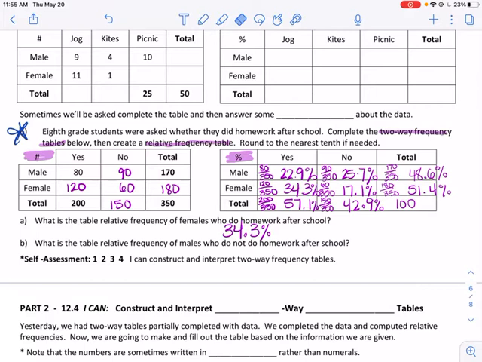So if it asked you percentage of males who don't do homework after school, you couldn't use that 25.7% because it's counting males and females. So you'd have to go over here and just divide 90 by 170. And 90 divided by 170 is a much larger number. Let's actually find that out. 90 divided by 170, 52.9%. So you got to be careful. Read the question well. If it asks you the percentage of males, then you need to divide it with the total males, not the total of the table. All right, good luck.